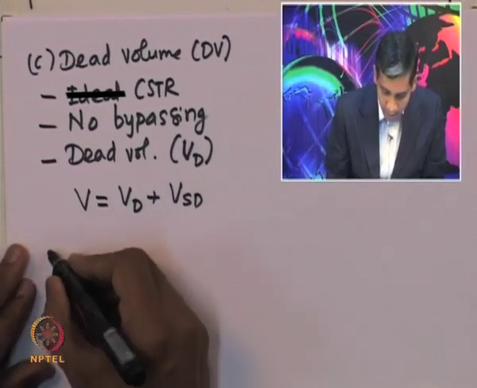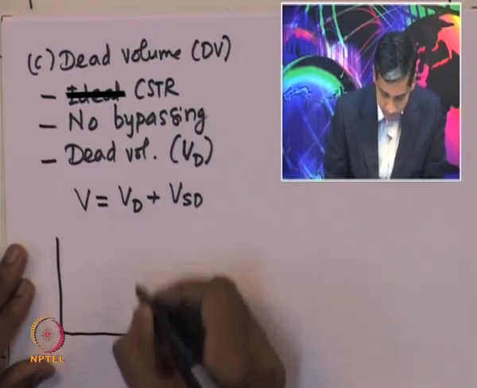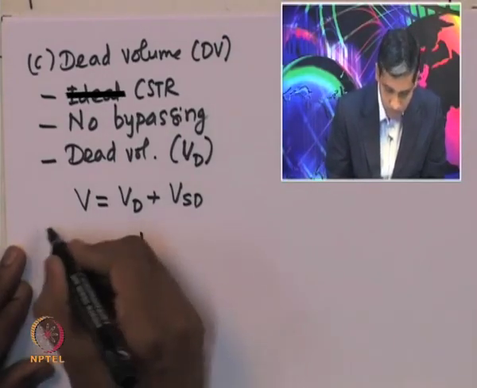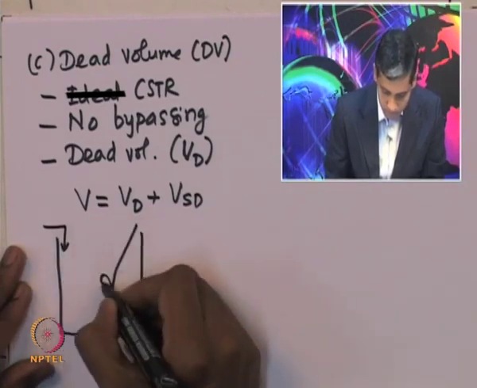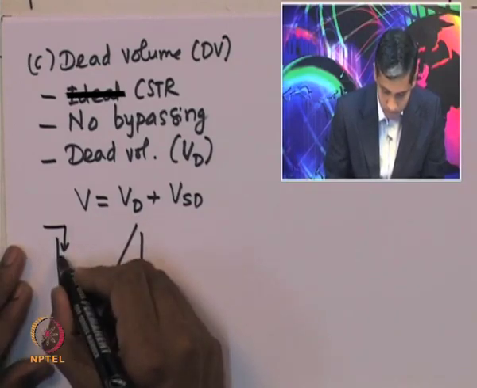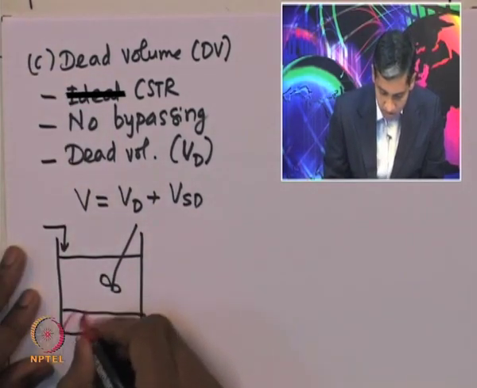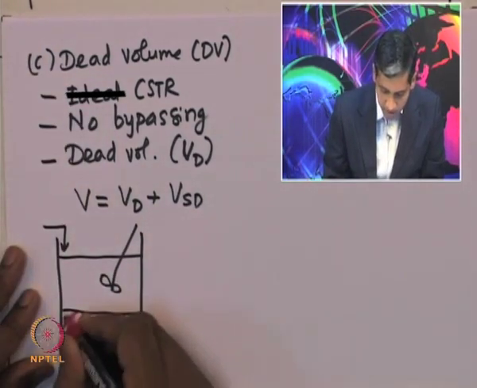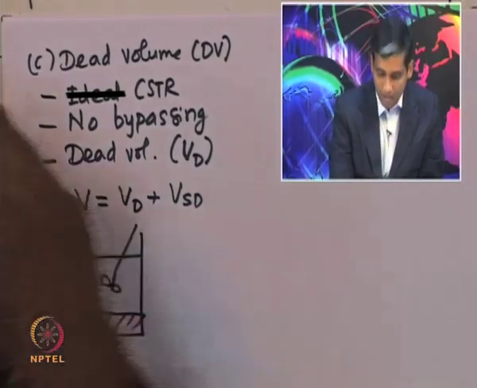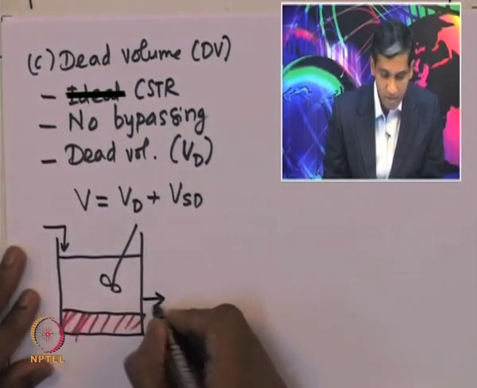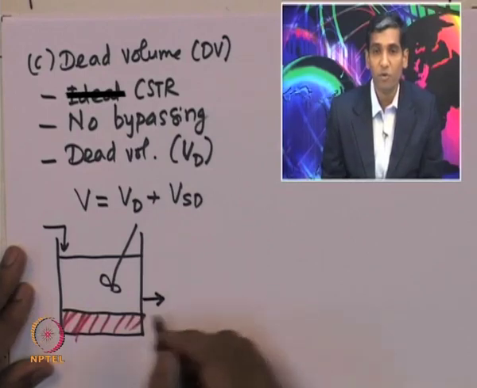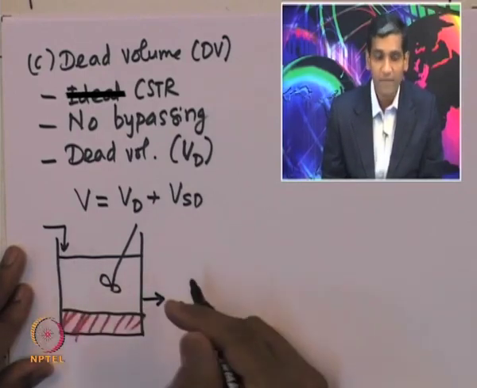So, now this can actually be depicted as follows. There may be some zone below which is a dead zone, where the fluid stream does not access this location, and then there may be an exit stream through which the fluid that enters actually leaves the reactor.